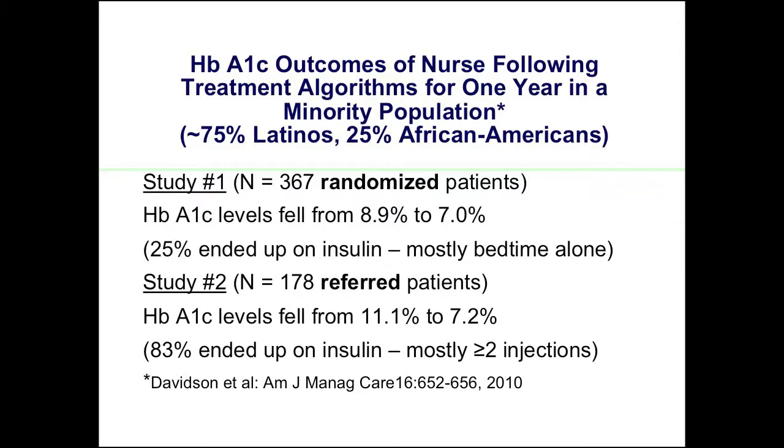So these were patients that had sort of mild type 2 diabetes because they were randomly selected. The second study, I put her in a family medicine clinic where I was not involved at all. And the physicians there supervised her, in quotes, and referred the patients to her. And she had 178 patients. The hemoglobin A1C at referral, you can see, was 11.1%, and she got them down to 7.2%, and 83% ended up on insulin in that cohort, mostly 2 or more injections a day. So the protocols will work if the timely and appropriate clinical decisions are made.